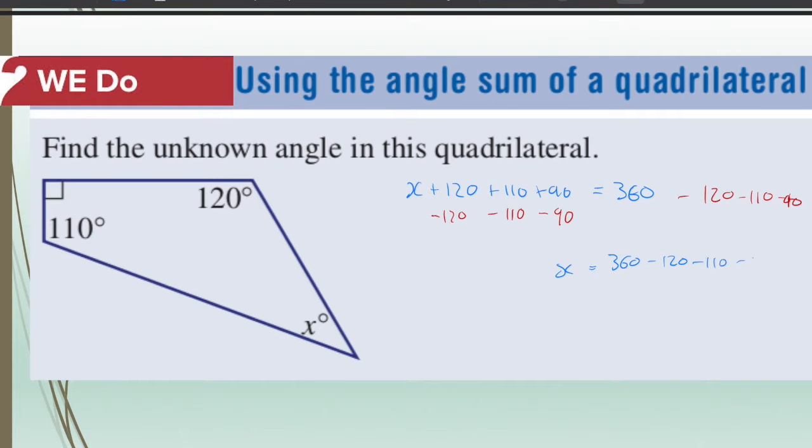Now, remember, I am happy for you to start your working out with this line. And again, the answer is 40 degrees, same as it was in our triangle lesson. So yeah, I'm happy for you to start from here: 360 minus everything that we know. And that's how we work with angle sum of a quadrilateral.